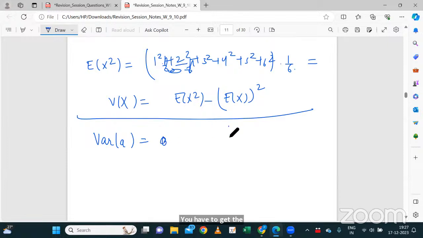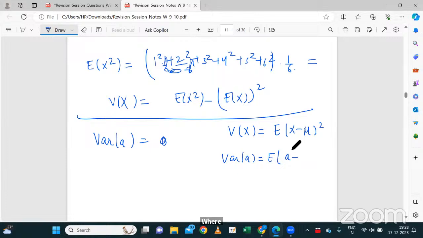How will I show you? What is the variance of x? Expected value of (x minus mu) whole square. The variance of a constant a means the expected value of (a minus the expectation of a), and the expectation of a will again be a. Yes or no? So it will be 0, right? So the variance of a constant is 0, right?